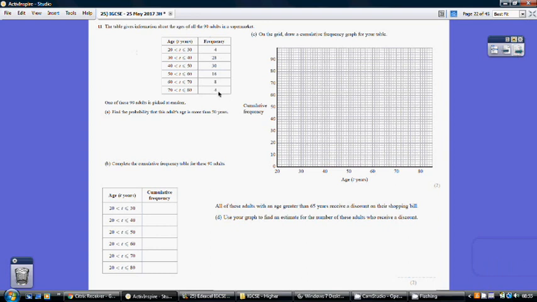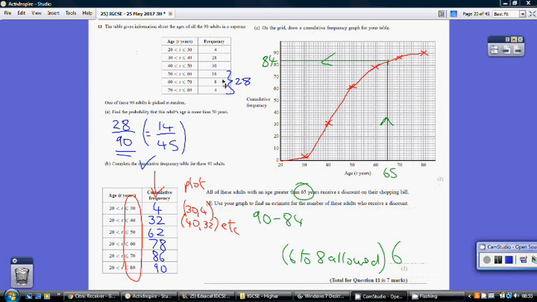So more than 50 years old, we've got these 16 here aged between 50 and 60. These 8 here are aged between 60 and 70. And these 4 here are aged between 70 and 80. So all 3 of these rows are aged more than 50. So there's 28 of those when we add those together. So that's 28 out of 90. Or if you want, you could simplify it to 14 over 45, but you didn't need to.